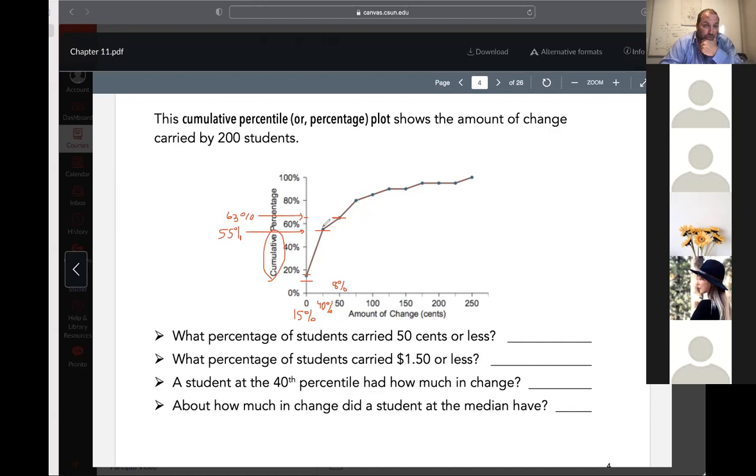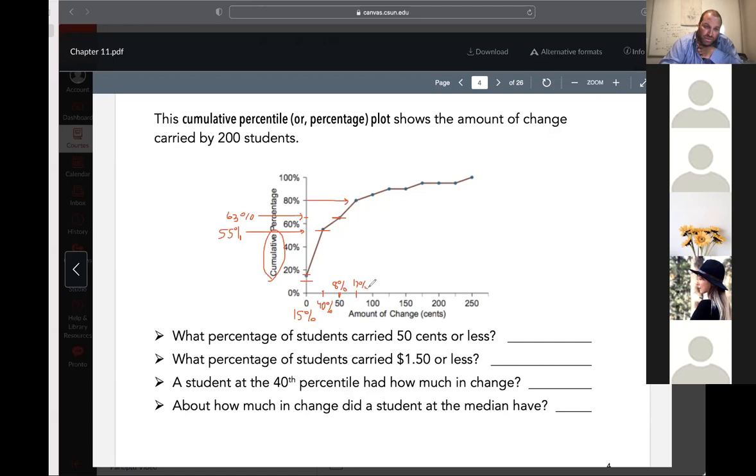Because remember, we already have 55% by the time we reach here. It's 63% by the time we reach here. So the jump is from 55% to 63%. Yeah, the difference of the cumulative. Okay, and what will be 75 cents? The total is 80%, but you're asking for the difference. So what would be the amount that carries 75 cents? 17%.